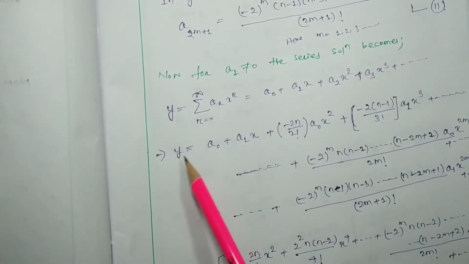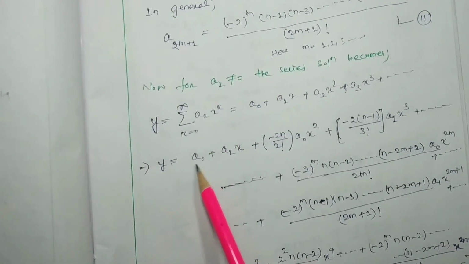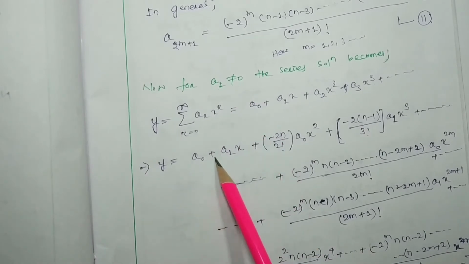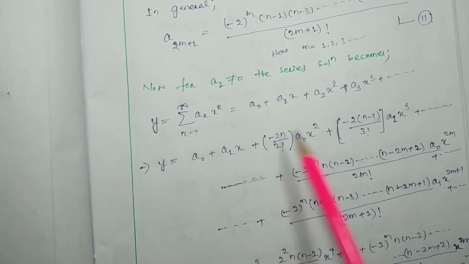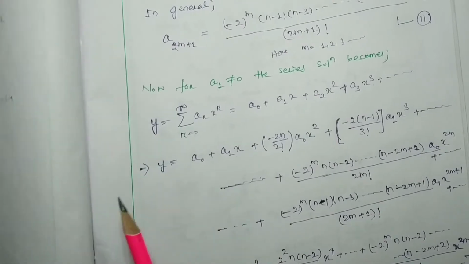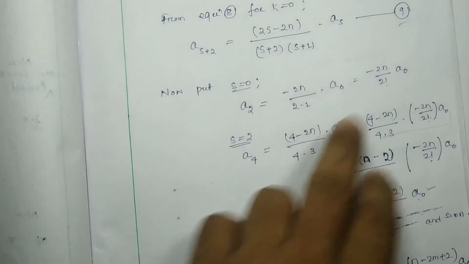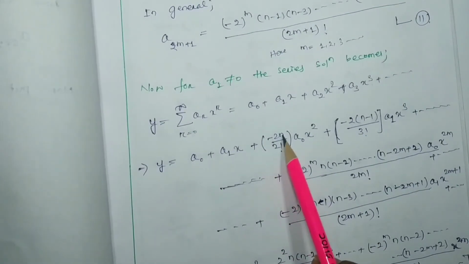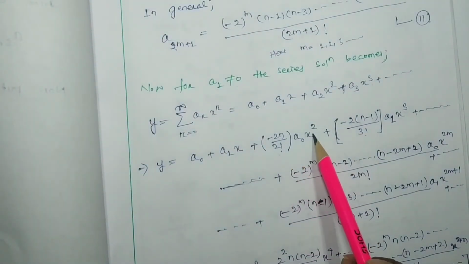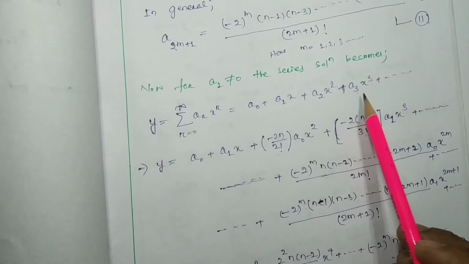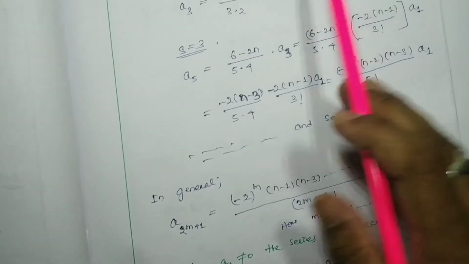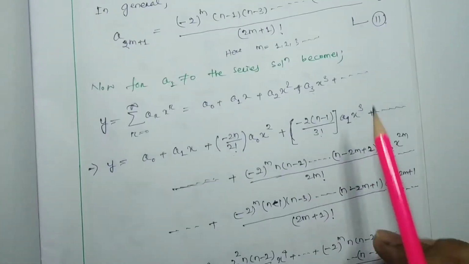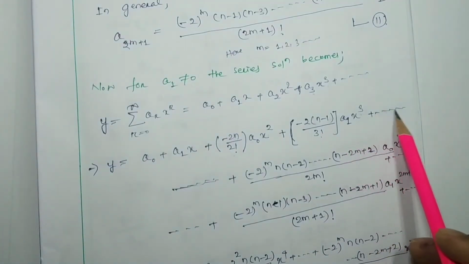So y equal to general solution will be, the solution for a1 not equal to 0, a0 plus a1x plus a2, whose value we already found here. We just have to put minus 2n by 2 factorial into a0 x square. Next a3 value, here we found minus 2 into n minus 1 by 3 factorial into a1 x cube, and so on.